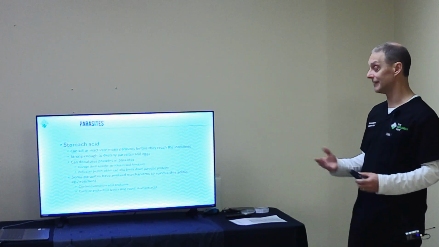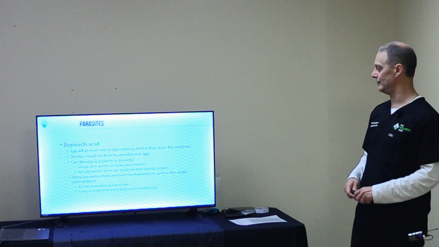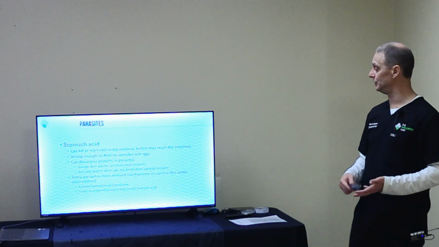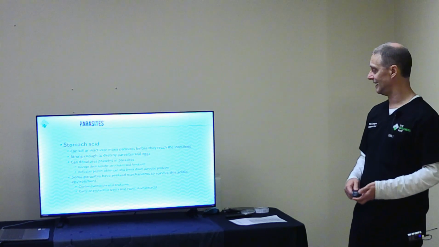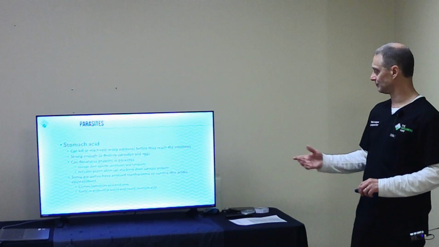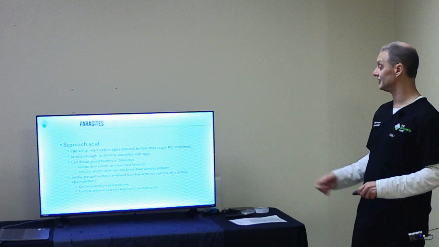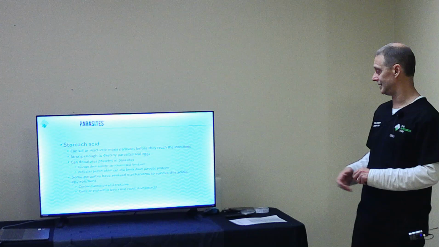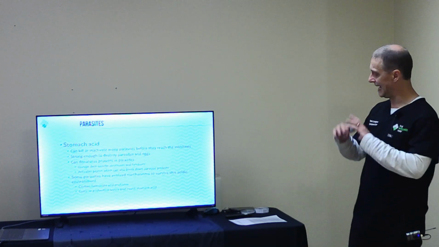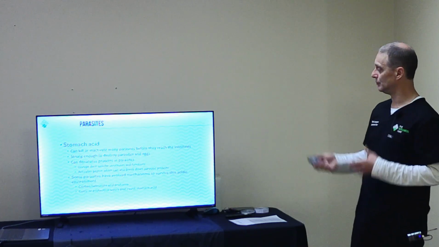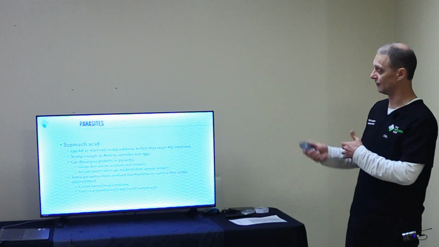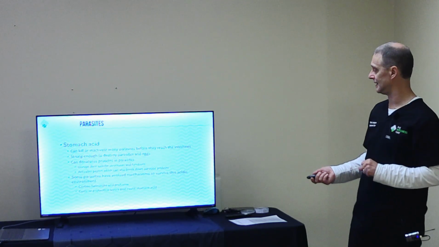Parasites and stomach acid: stomach acid can kill or inactivate many parasites before they reach the intestines. It's strong enough to destroy parasites and eggs. It denatures the proteins in parasites. Some parasites have evolved mechanisms to survive the acidic environment, so they have different envelopes around them to protect them. But that's why we have stomach acid. It's a great first defense against parasites.